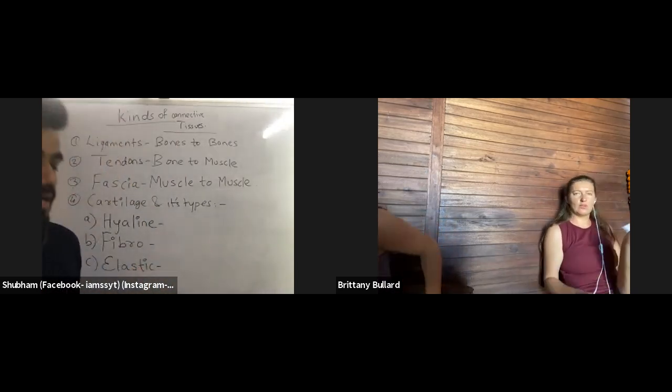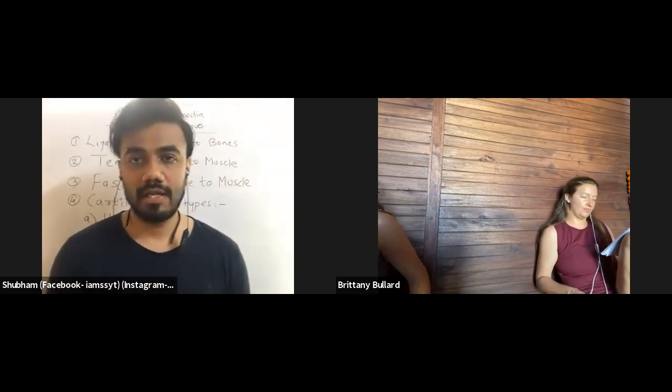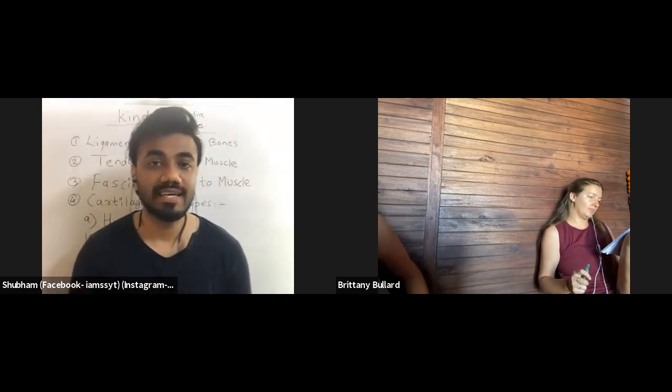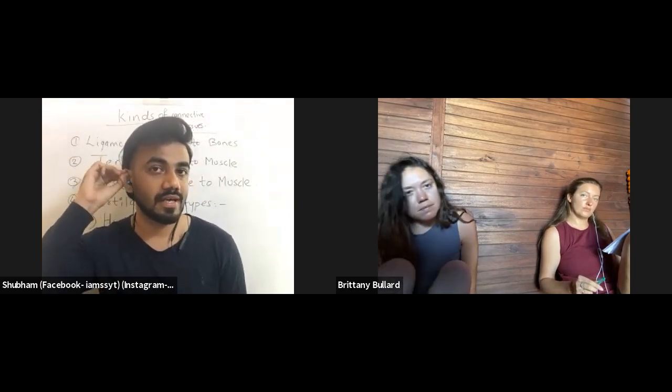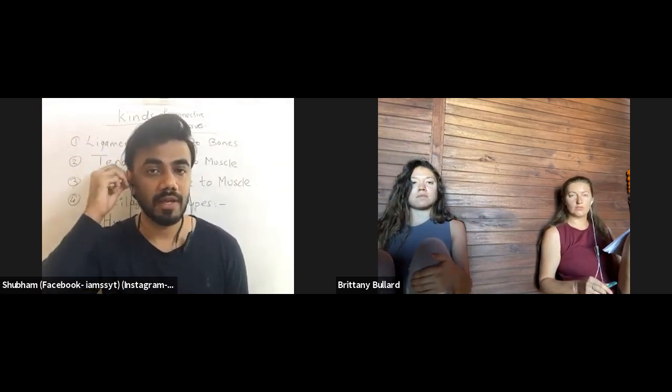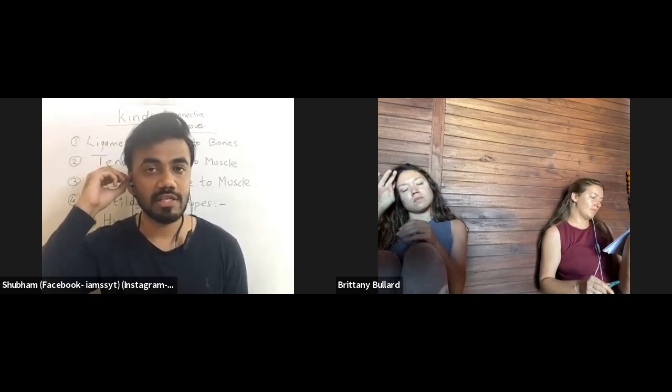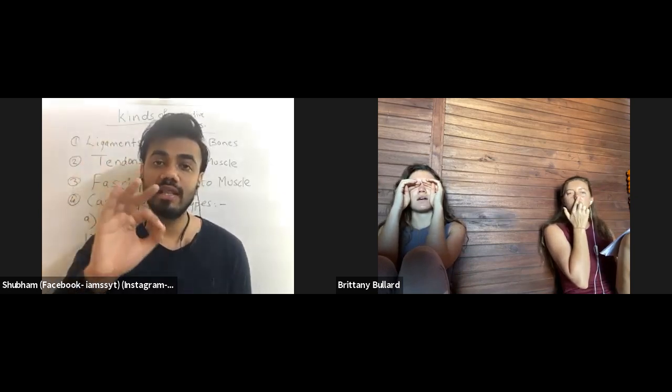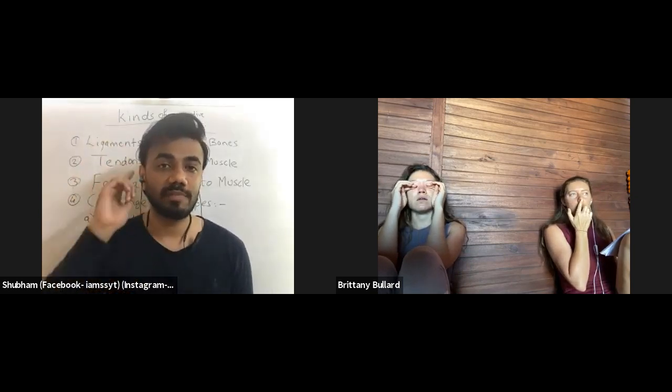What is this elastic cartilage? This cartilage you will find in your external ears. When we fold the ears, they are flexible. This is all cartilage. This is not a bone. In the internal ear, we have studied the tiniest bones in our body: incus, malleus, and stapes. They are inside the eardrum.